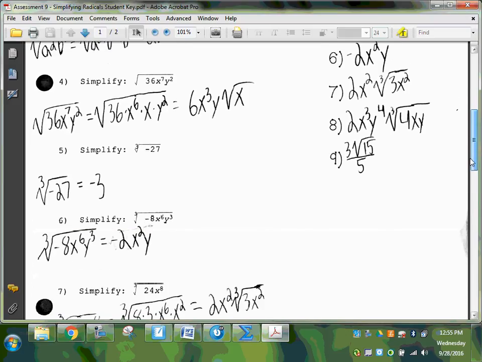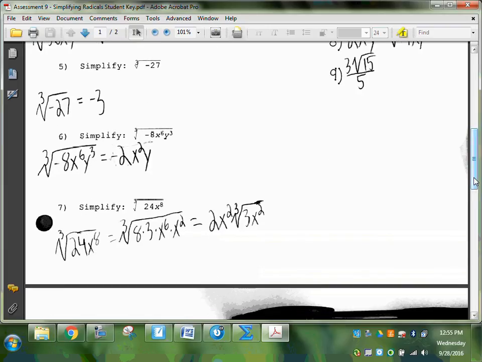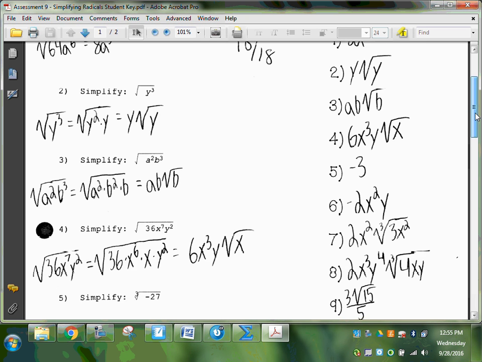Cube root of negative 8. What's the cube root of negative 8 going to be? Negative 2. Cube root of 24, well, 24 isn't a perfect cube, but what is? 8. So you've got to be able to go through and do those out. Those are what the answers to that are.